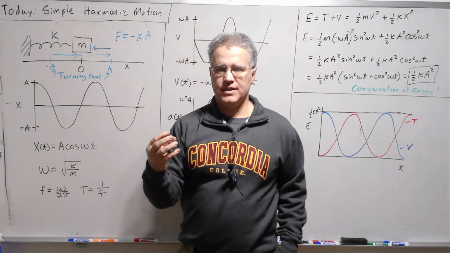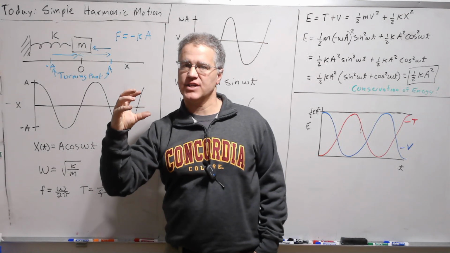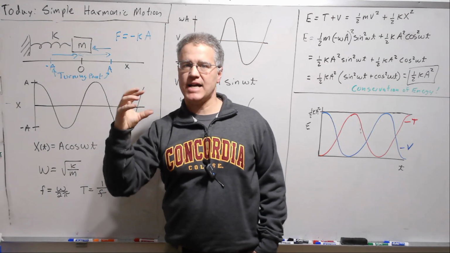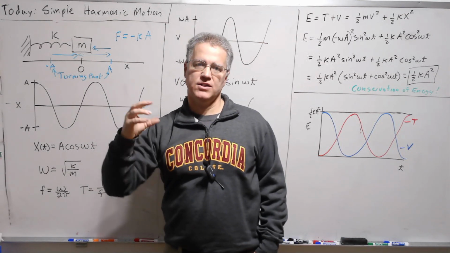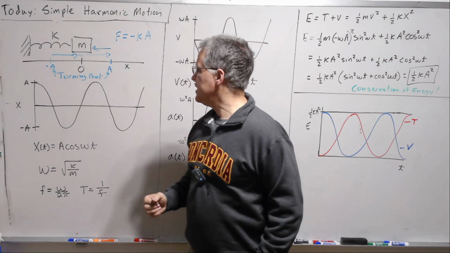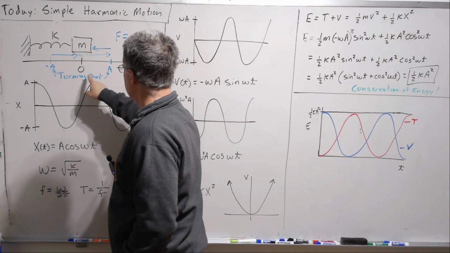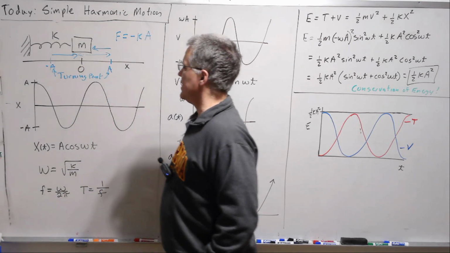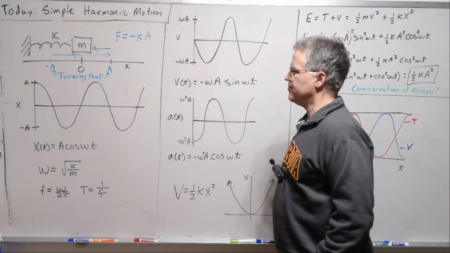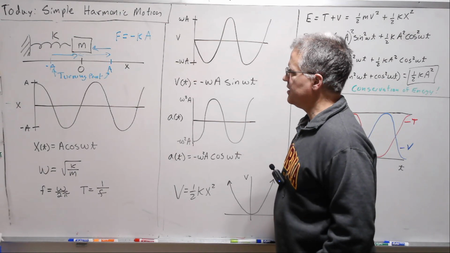At the turning point, there's no motion, it stops, so the kinetic energy is 0. We're at maximum stretch or compression, so potential energy is maximum. And then the opposite is true at equilibrium, where potential energy is 0, and kinetic energy is maximum.